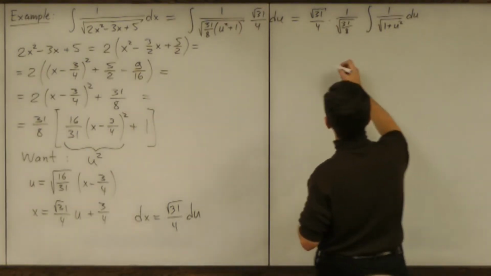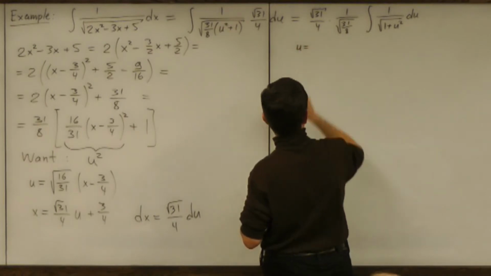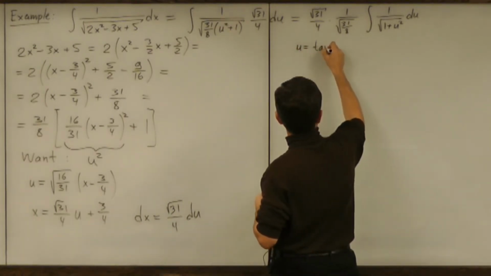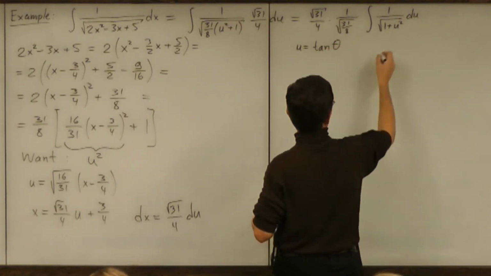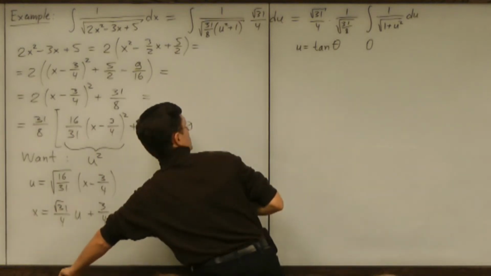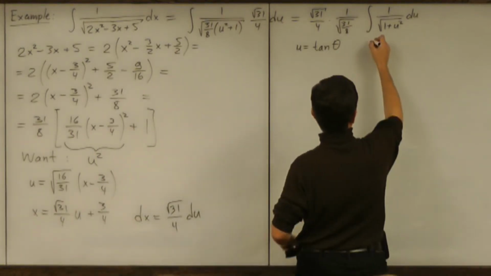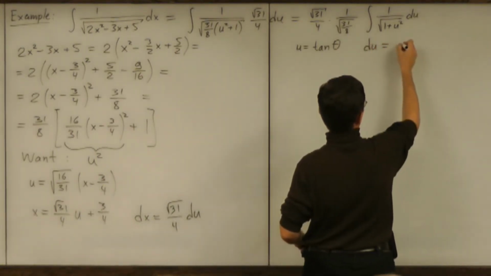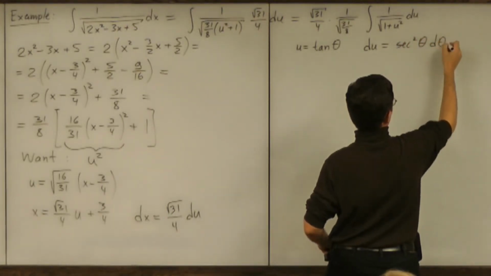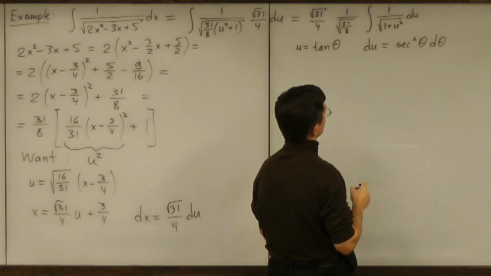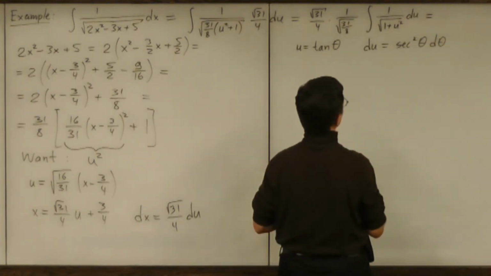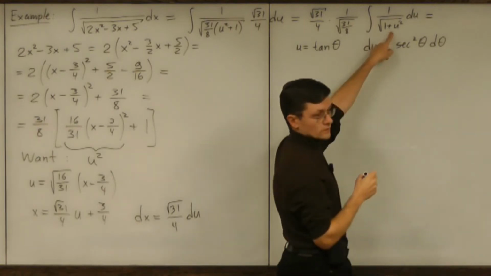So I put u equals what? Tangent. Tangent theta. Then du is going to be secant squared of theta d theta. And I can rewrite the whole integral in terms of theta.